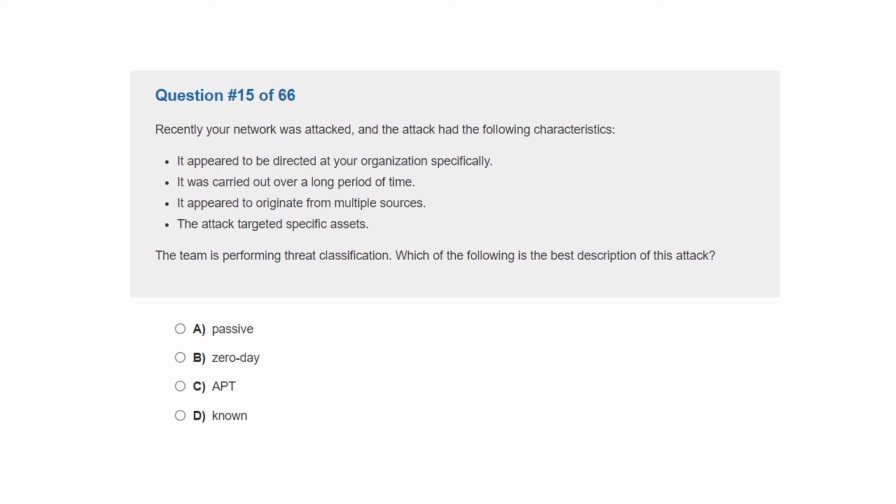Question 15. Recently, your network was attacked, and the attack had the following characteristics. One, it appeared to be directed at your organization specifically. Two, it was carried out over a long period of time. Three, it appeared to originate from multiple sources. And four, the attack targeted specific assets. The team is performing threat classification. Which of the following is the best description of this attack?